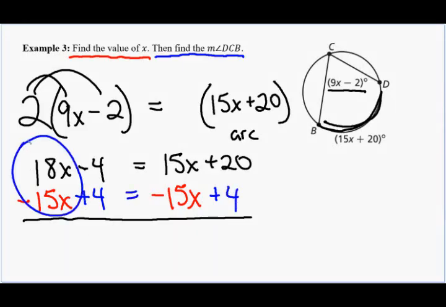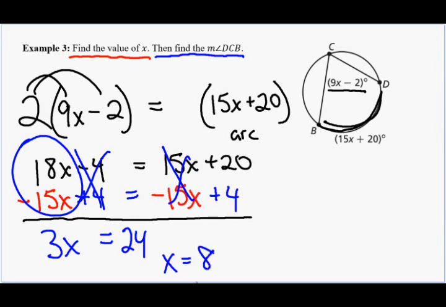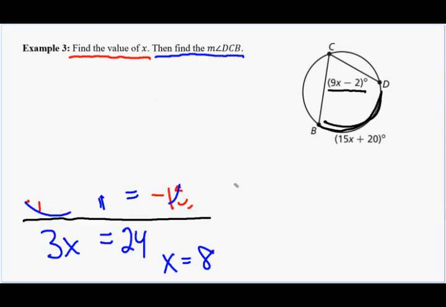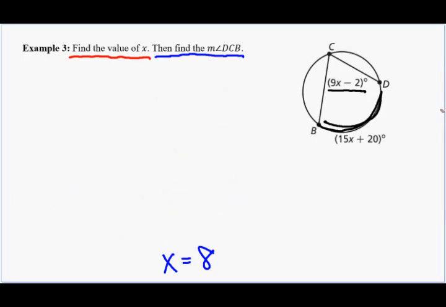So here we're going to have 3x equals 24. Divide by 3, x equals 8. So that is the first part. Find the value of x. X is 8. Now we want to find the measure of angle DCB.